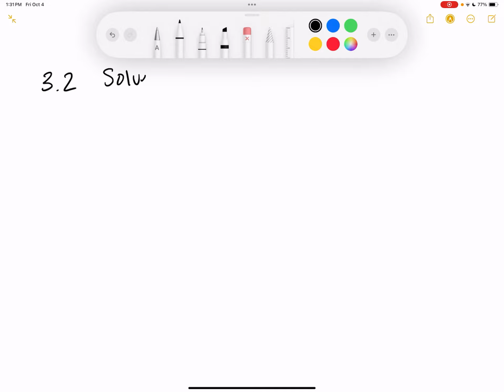3.2, solve two-step equations. So yesterday we did one-step equations. Today we are doing two-step equations. So we're just jumping right in. There's really no notes. It just says to solve the equation.